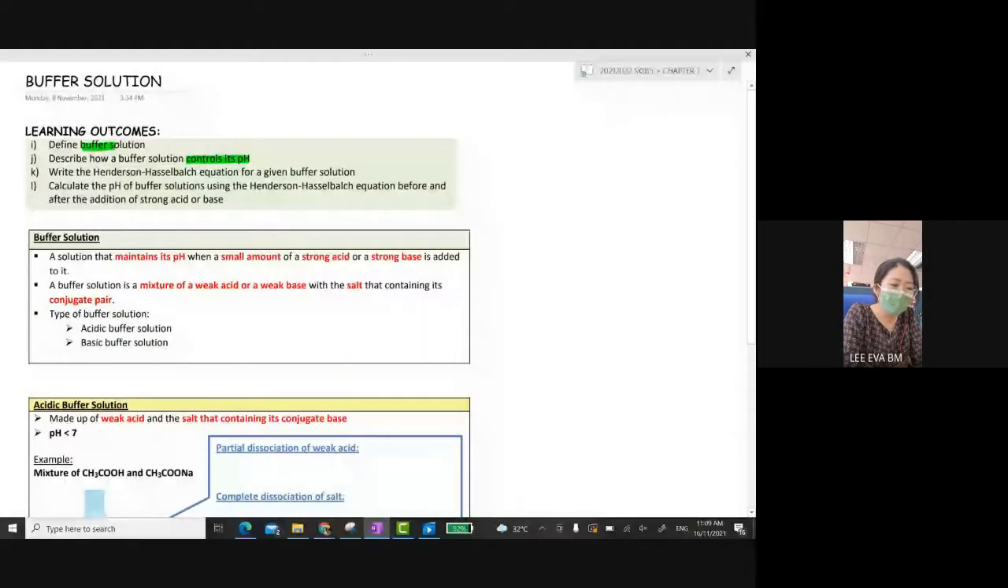And then we need to write the Henderson-Hasselbalch equation for a given buffer solution. So for learning outcome K over here, that means you have a specific formula for each question. All right. And then the last one is to calculate the pH of the buffer solution using the Henderson-Hasselbalch equation. And then we have two scenarios, which is before the action, before its function, and after the function of the buffer solution, which is you're adding extra acid or you add extra base into this buffer solution. Okay, so here is the learning outcome.